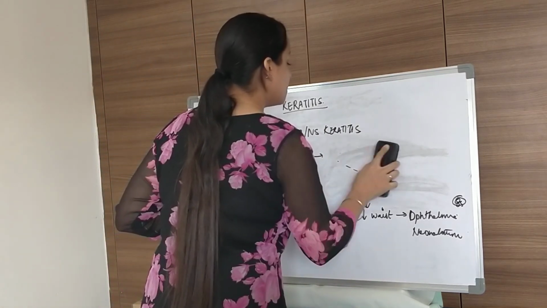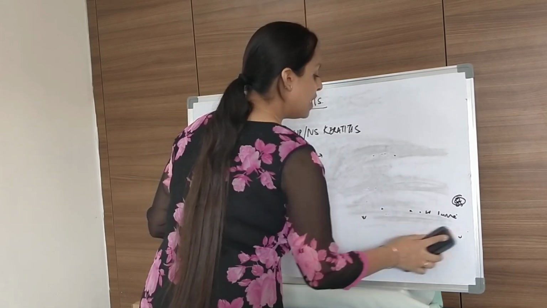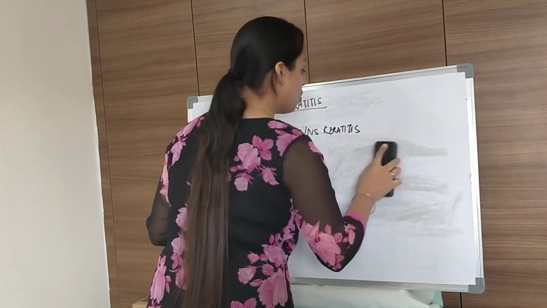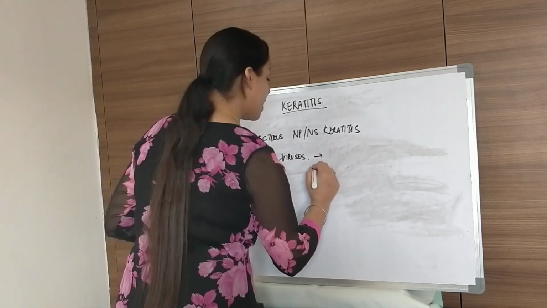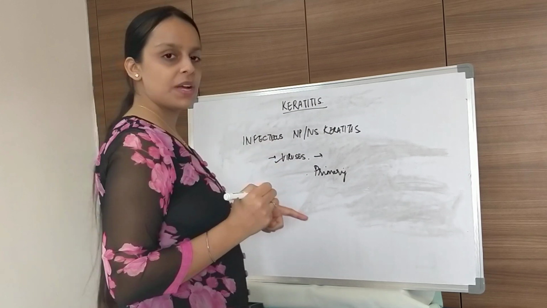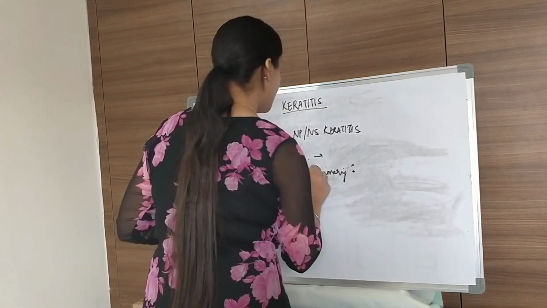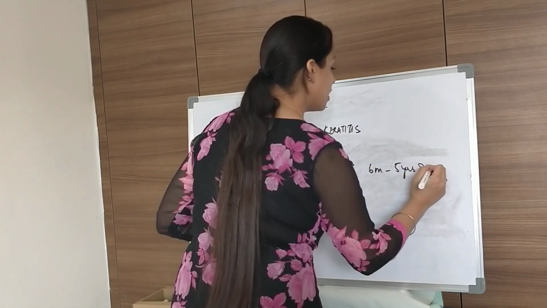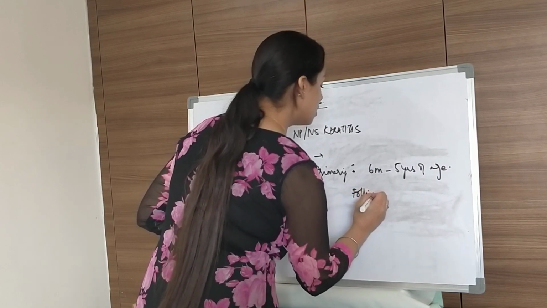So now this herpes simplex type 1 virus mainly will cause two types of keratitis, or ocular infection. So the first one will be primary. Primary means when the infection is contracted by the patient for the first time. So in primary, it can be from 6 months to 5 years of age. Okay, and it will be in form of a follicular conjunctivitis.